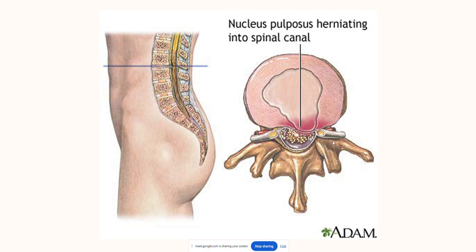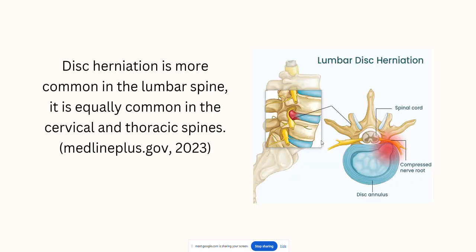So this one is an image of the vertebra and intervertebral body. This one shows the nucleus pulposus herniating into the spinal canal and compressing the nerve root. This herniation is more common in the lumbar spine. It is equally common in the cervical and thoracic spine.